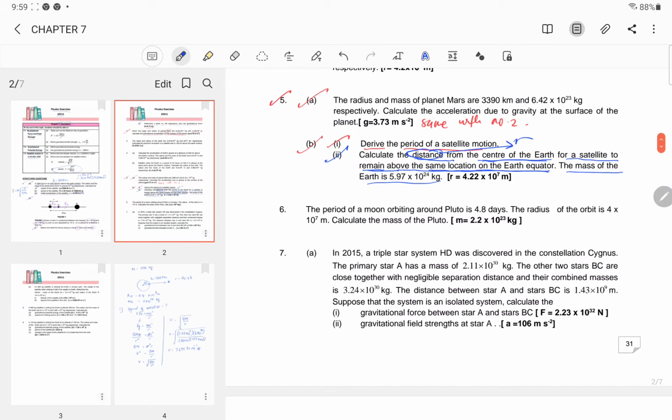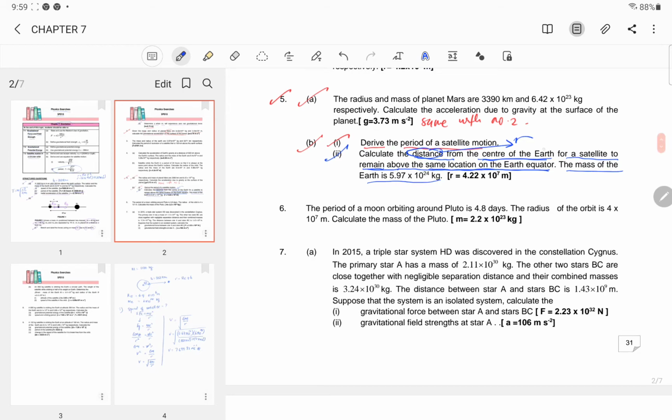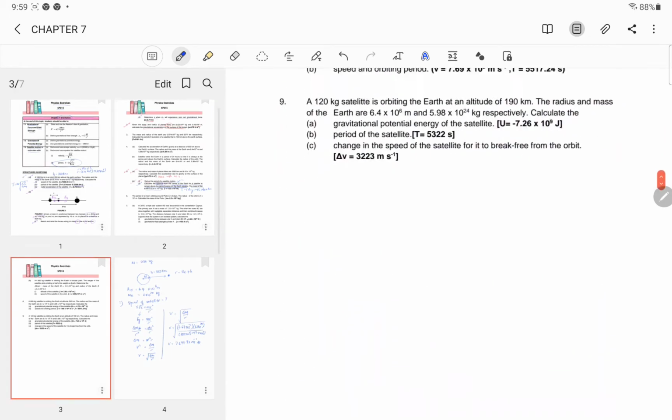Okay, so same location on the earth equator, so it means our T is the same as the period for the earth to revolve, 1 day equal to 24 hours. The period is the same. We use the same period as the earth. Okay, so B2.